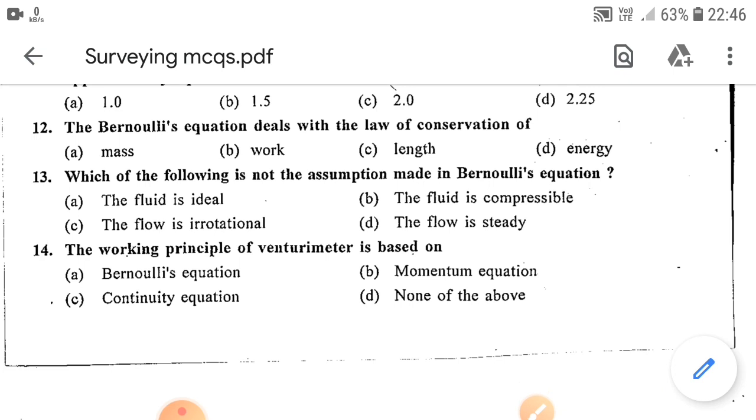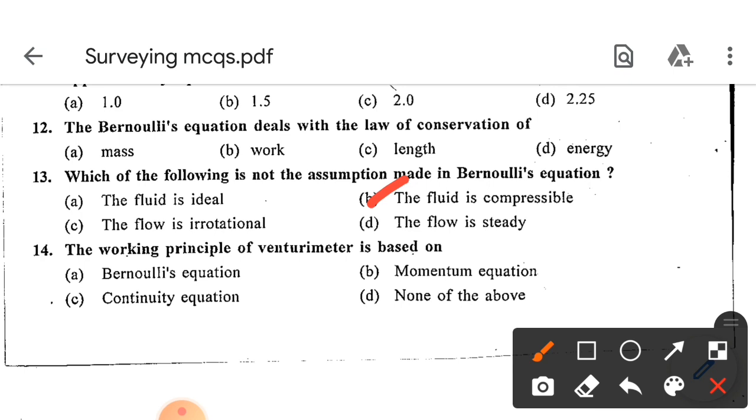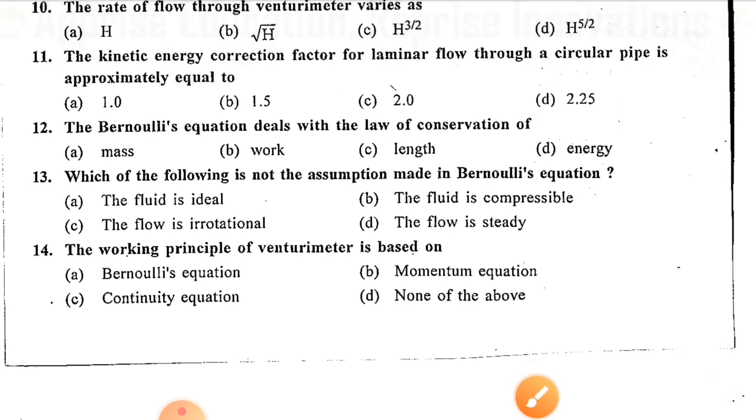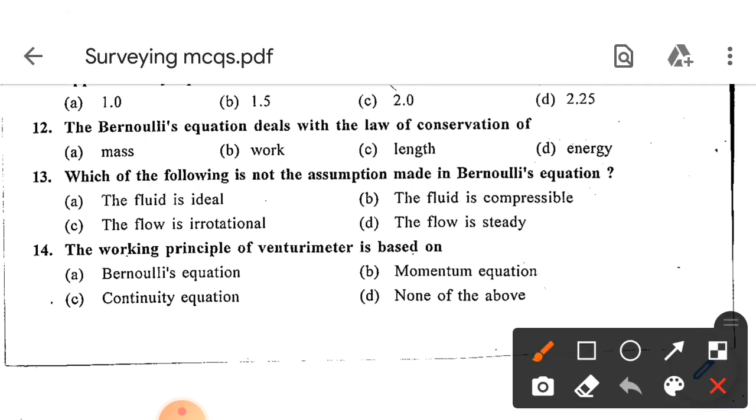Question number 13, which of the following is not the assumption made in Bernoulli's equation? Option B is correct, the fluid is compressible. Question number 14, the working principle of Venturi meter is based on. Option A is correct, Bernoulli's equation.